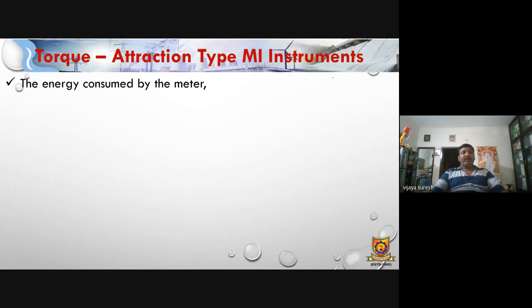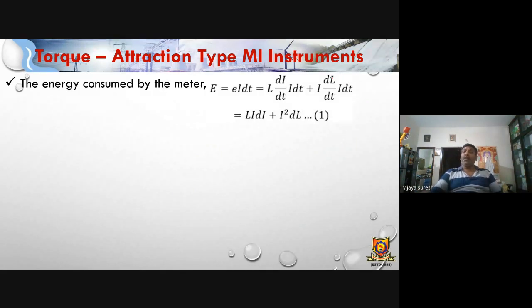Now the energy consumed by the meter. Now we are discussing the energy. Voltage into current into time gives energy. Here capital E stands for the energy, where small e is the voltage, I is the current, and dt is the time. So e I dt is nothing but the energy consumed by the meter. That's what we are calculating.